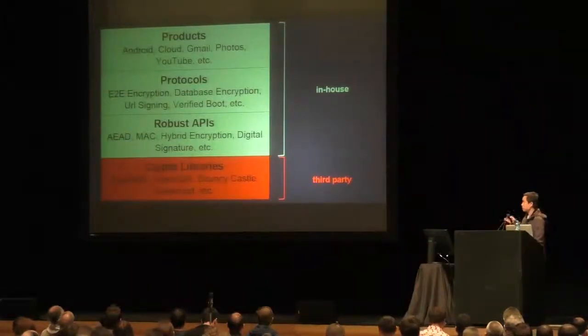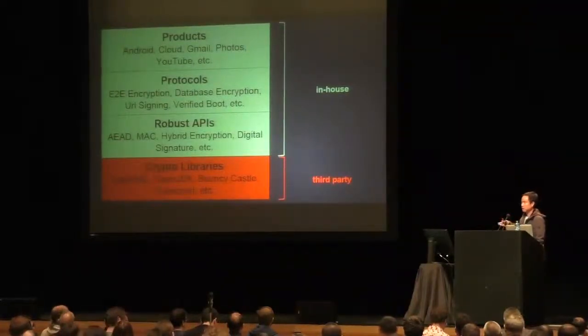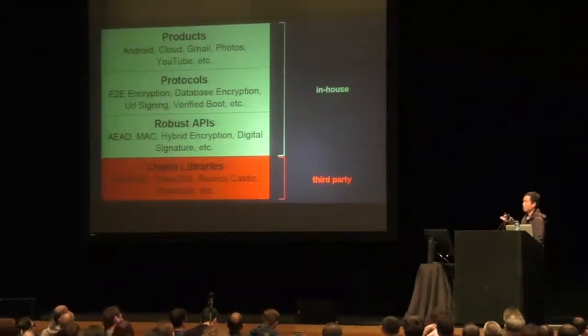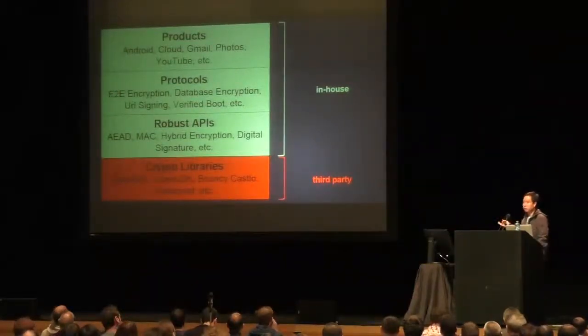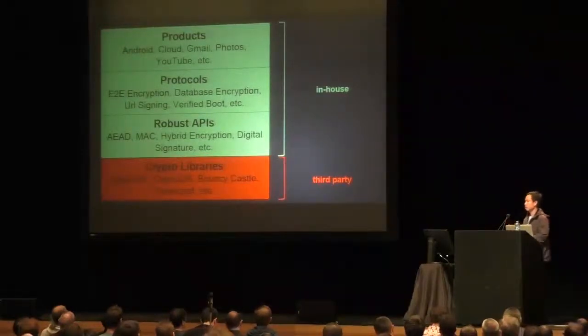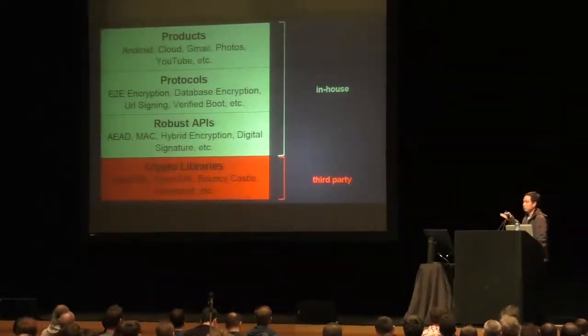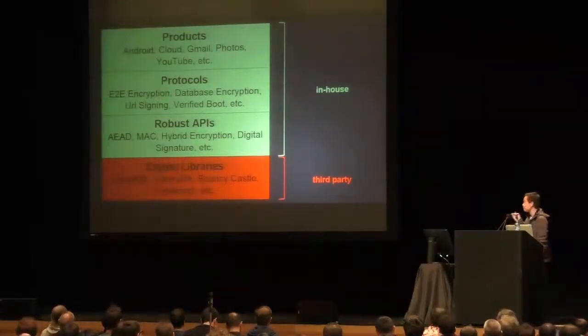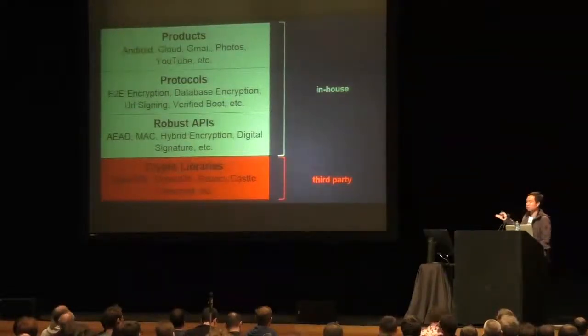And the protocols are usually built on top of internal robust APIs that we develop in-house. These APIs basically implement the common crypto operations, like authenticated encryption, signature, or hybrid encryption. And these APIs, in turn, are built on third-party open-source crypto libraries like OpenSSL, OpenJDK, Bouncy Castle. I name these libraries just because we use them. It's not because they are better or worse than other libraries.